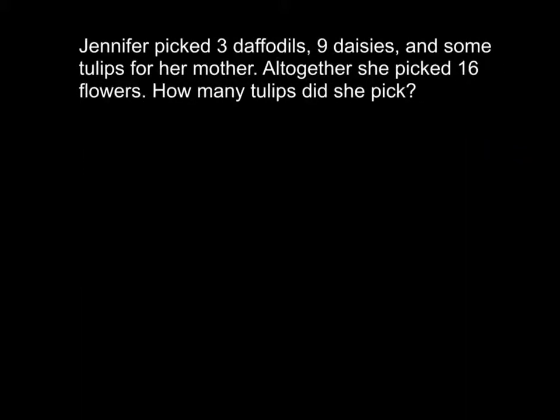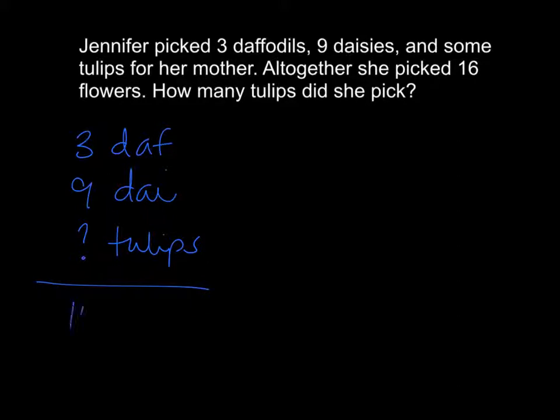The next one says Jennifer picked 3 daffodils, 9 daisies, and some tulips. So I'm going to start taking notes. We have 3 daffodils, 9 daisies, and some tulips, so I put a question mark for tulips. Altogether she picked 16 flowers. So let's just write 16 total.